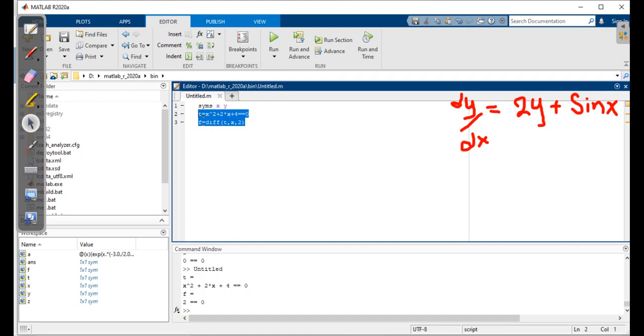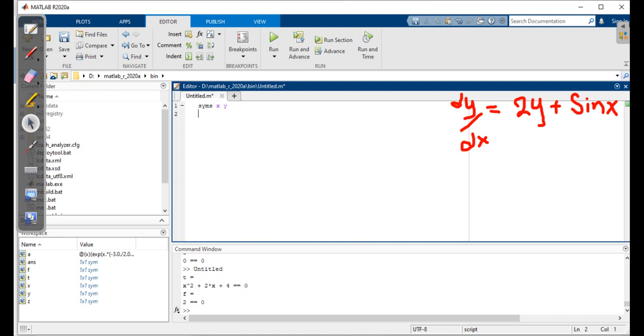Now it's time to solve the differential equation. This is a first order differential equation we will solve using MATLAB. I will give you 3 or 4 practice problems. You can solve them by yourself so your concept will be clear, and then you can practice as many as you can, and then you will become perfect.